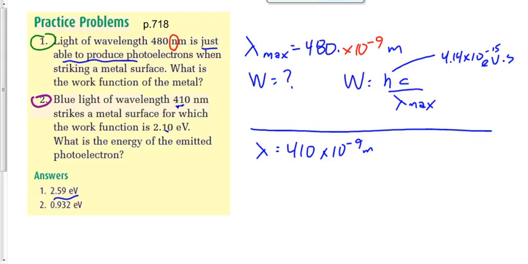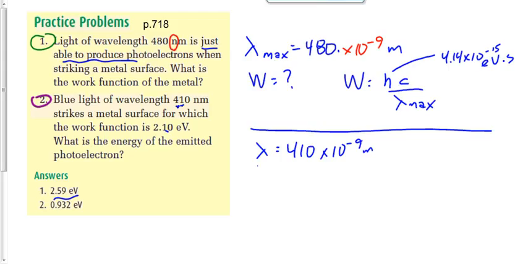Yeah, in the first one, it's just able to produce. Here it produces it, but it doesn't say it's just able to produce it. Maybe we're way past the point of producing it. Maybe we're not. Maybe it does correspond to the threshold wavelength. Maybe we are just able to produce it, but it doesn't say that. So we can't assume that it's the threshold wavelength if it doesn't say that. Okay? So we're going to make that lambda instead of lambda max.